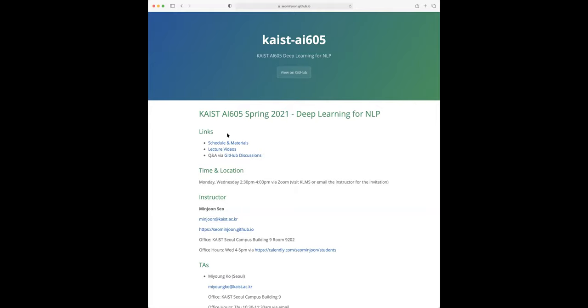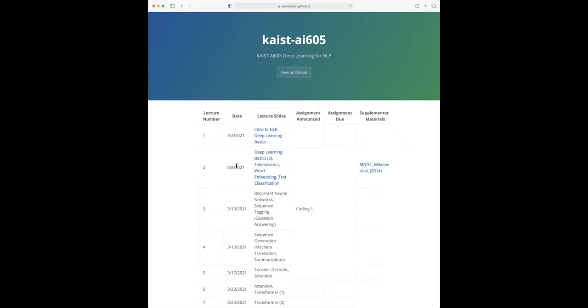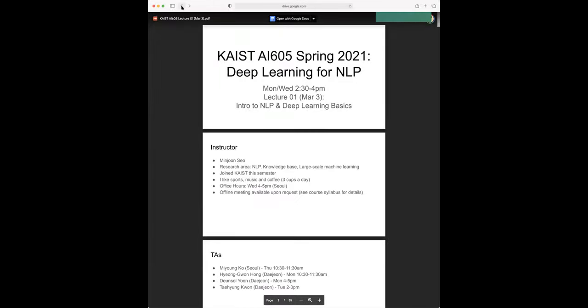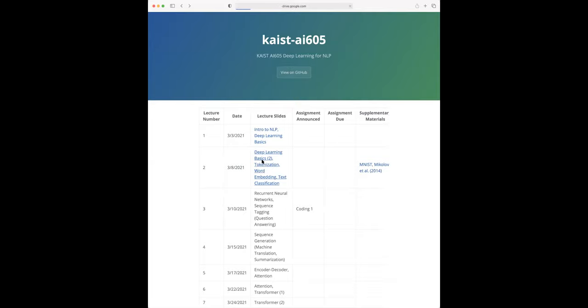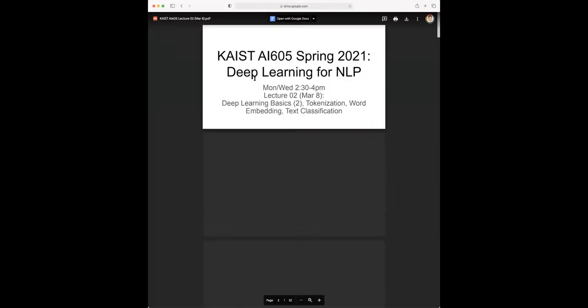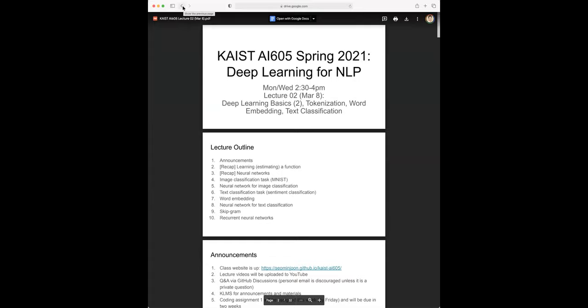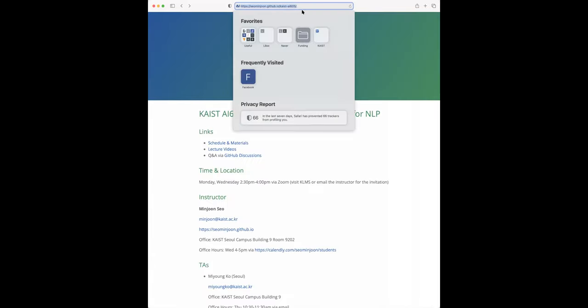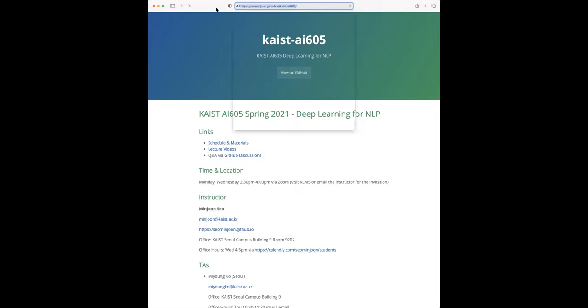If you want to access the slides, you can go to schedule and materials here. The first lecture slides were here. It's just a Google Drive PDF like that. Today's lecture slides are here too, so if you want to use them right now, go ahead. The website address is on the KLMS, and I'll give you the link in the chat right now. It's here.